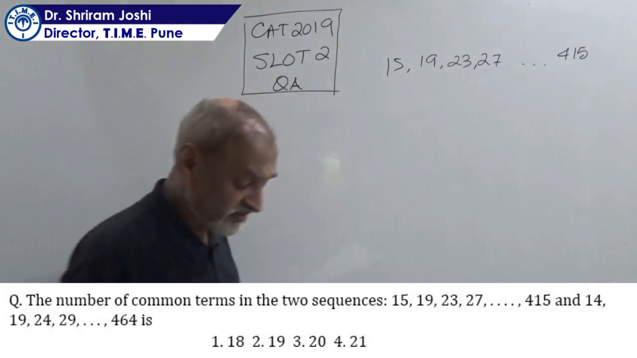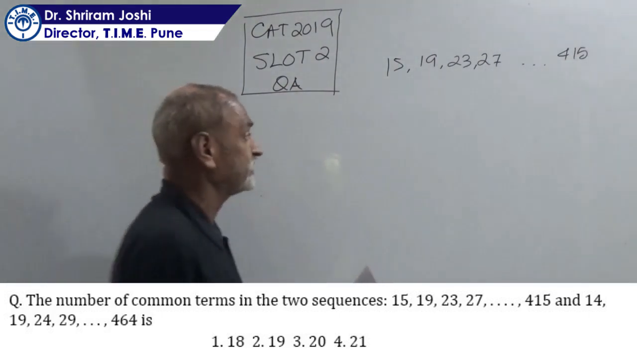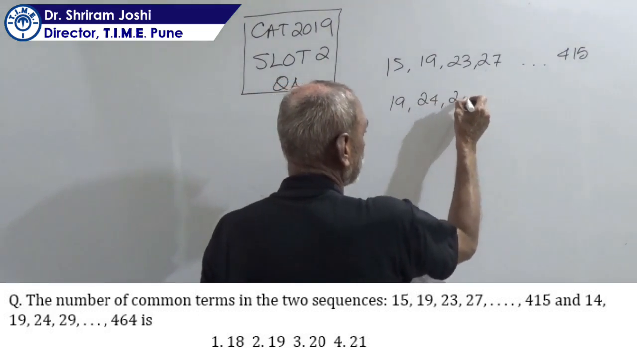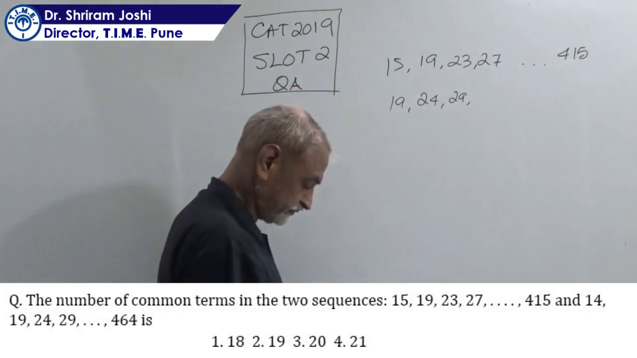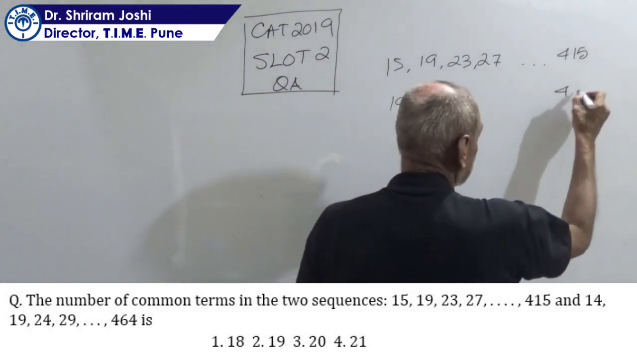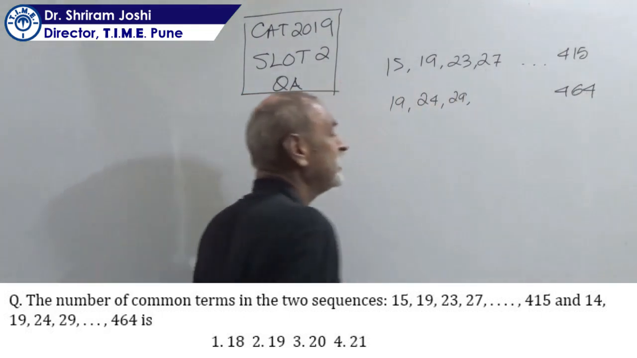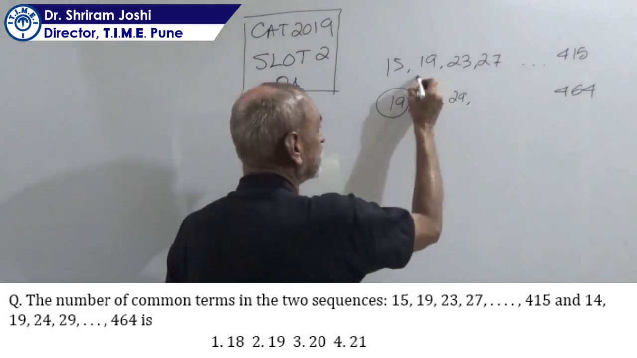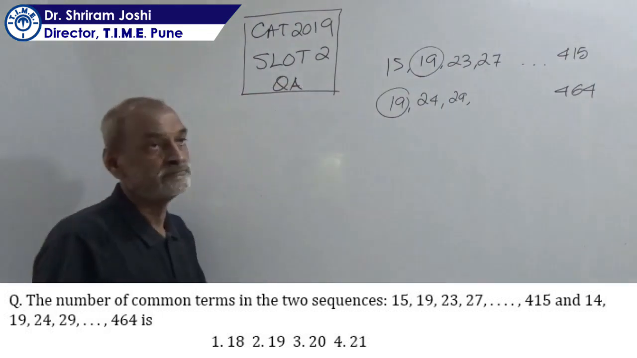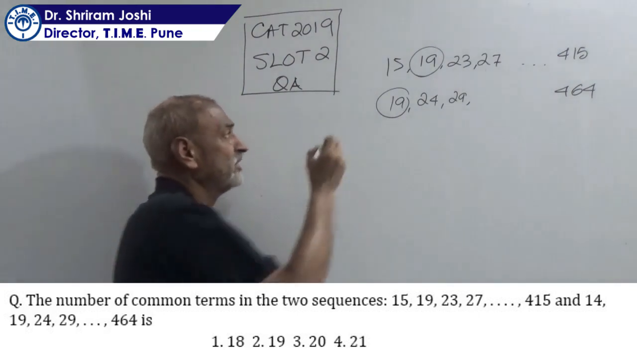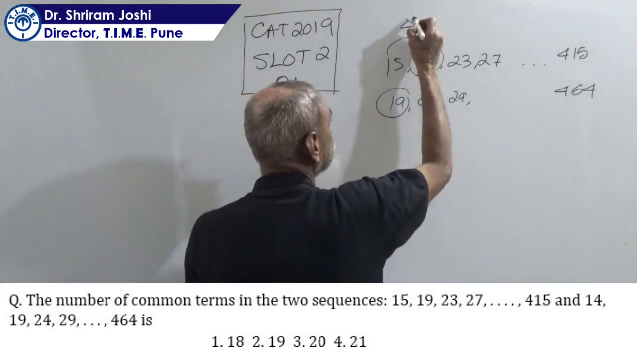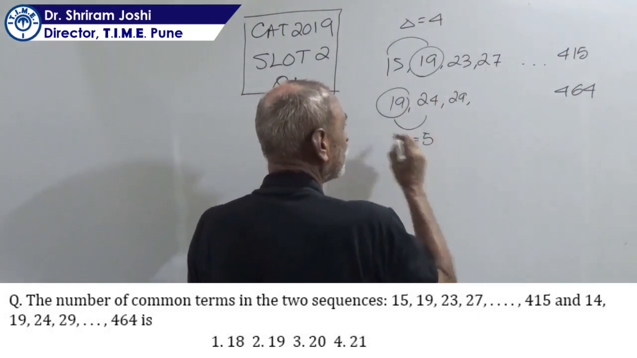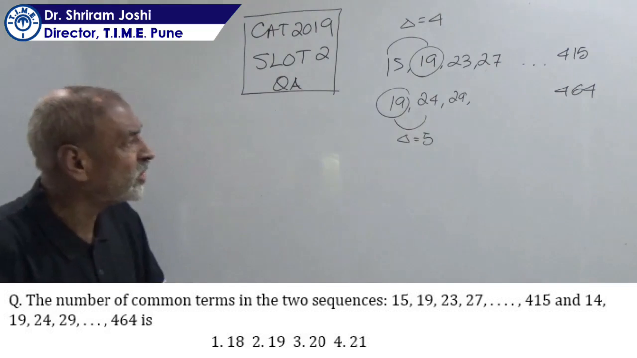The second sequence is also an arithmetic progression. It begins with 19, then 24, 29, and it ends at 464. How many common terms are there? Can you see that the first common term is 19? What is the difference in the first? 4. What's the difference in the second? 5.